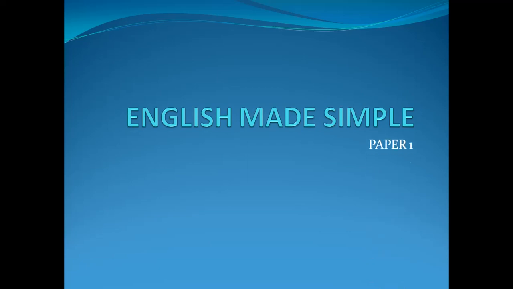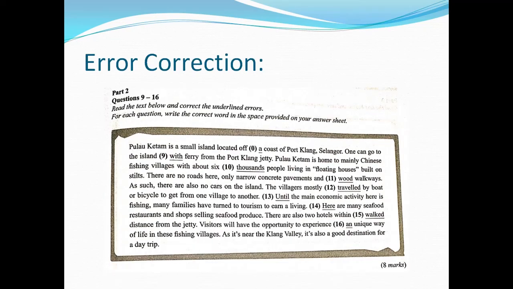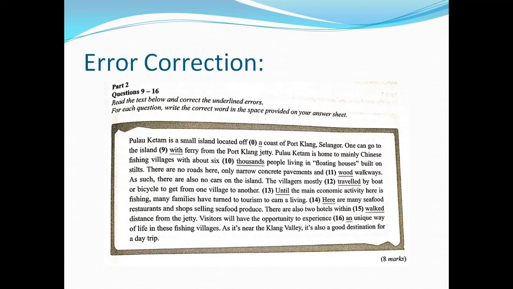So for today we will look at Paper 1, which is the reading paper for PT3 question. Part 2, error correction, by Teacher Aziza. Okay, so how does an error correction question look like? It looks like this. The instruction will be: read the text below and correct the underlined error. For each question, write the correct word in the space provided on your answer sheets.